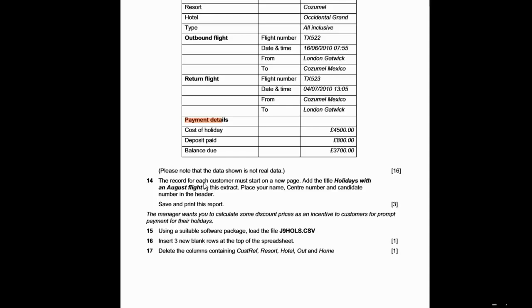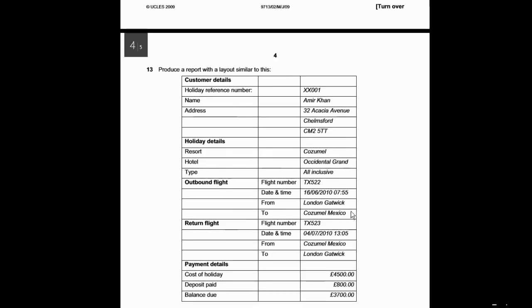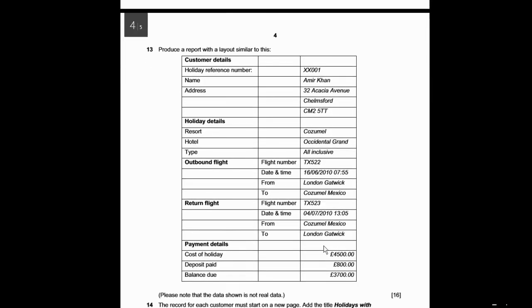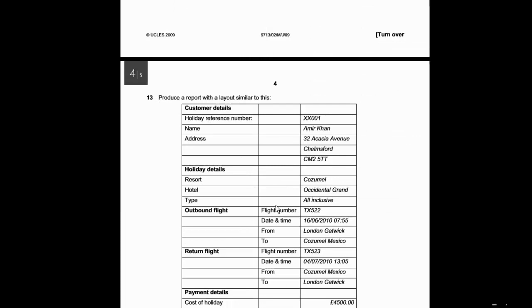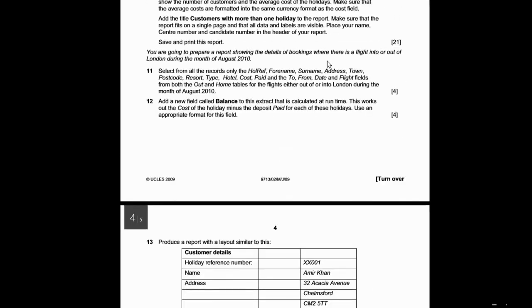The record for each customer must start on a new page. Add the title holiday with this to this extract, place name, center number, candidate number, and then print the report. So this is a customized report that we have to make. I will tell you a very good way of doing this. First of all, you have to come to the design view and make a blank report, and then you will have to make the query.